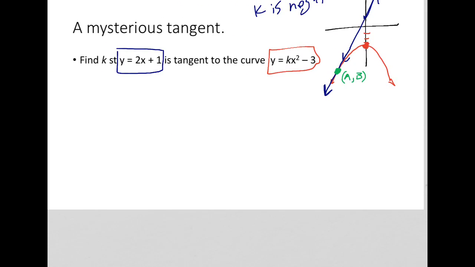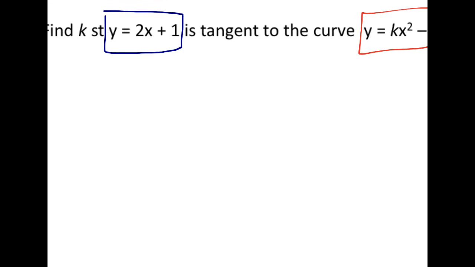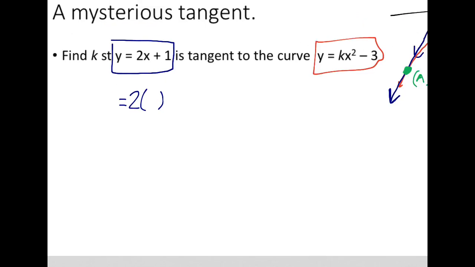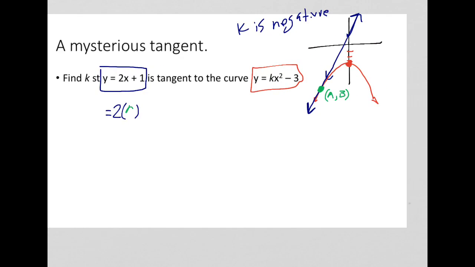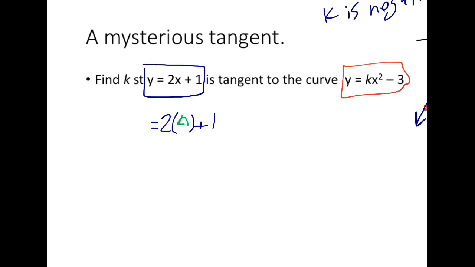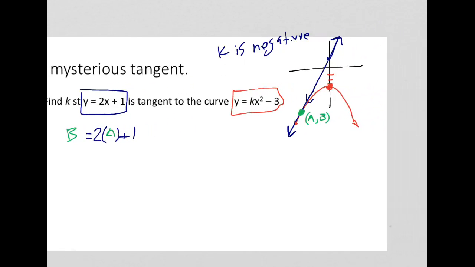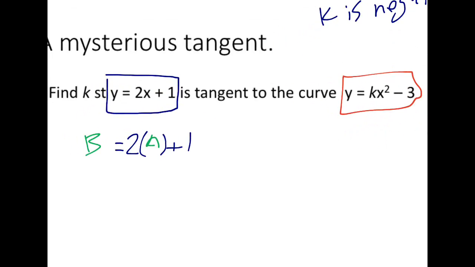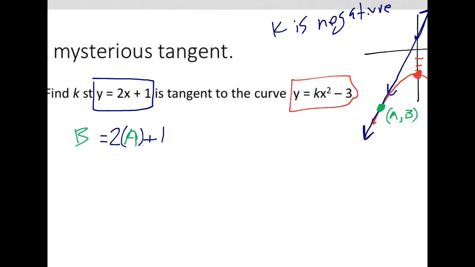So if you think about that green point being on this blue equation, what that is saying is that if you plug in that x value, which is A, into the blue equation, the y value that you get will be the b value. So you plug in the x value, you get the y value of that point. That's how functions work. That's just what that means. So you can think of this equation right there that we get.